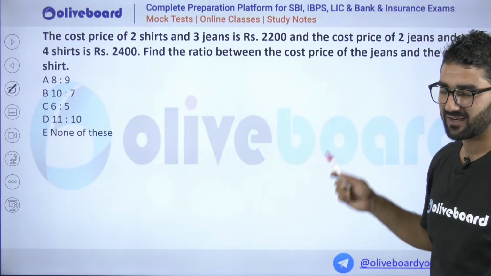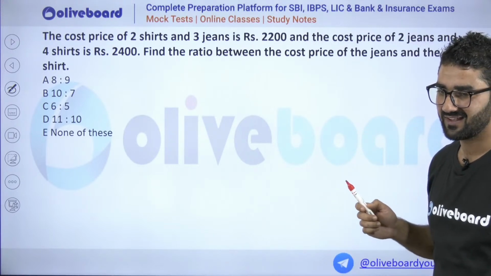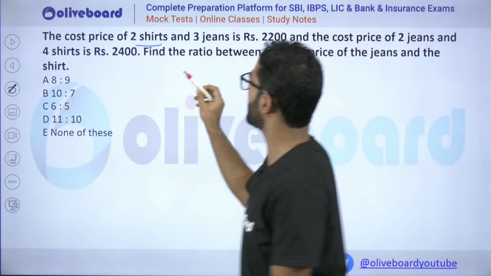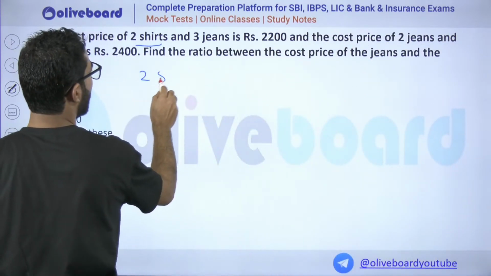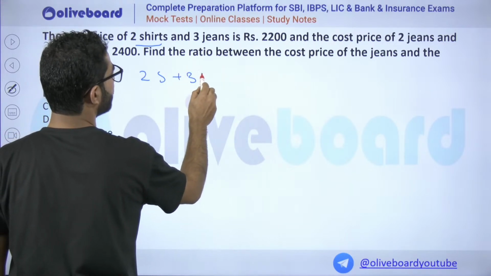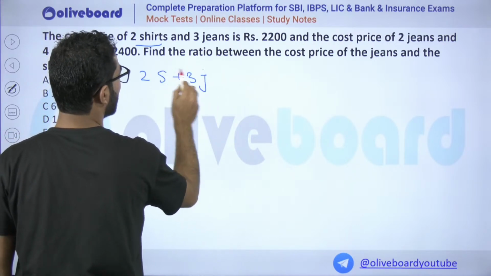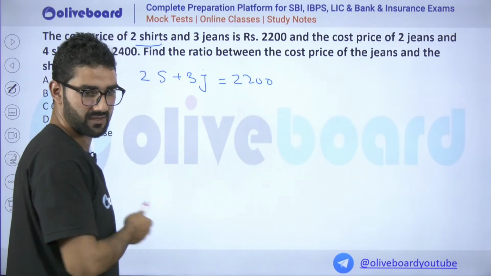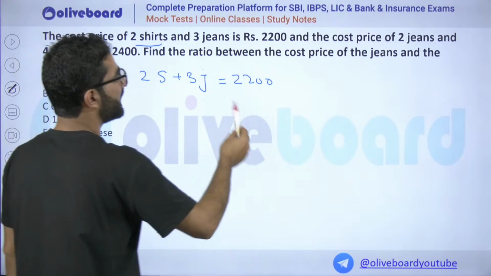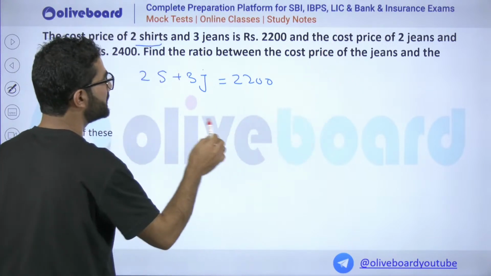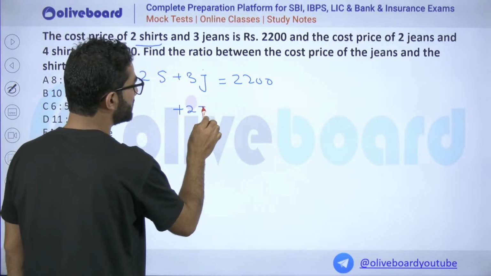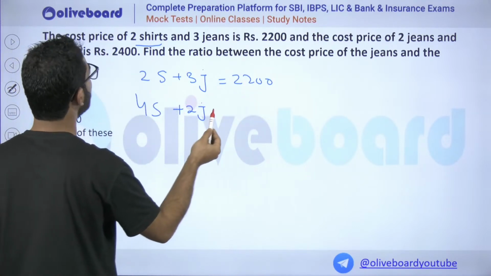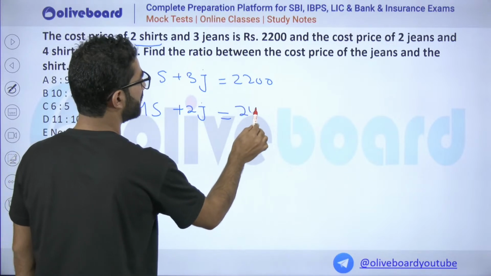Now, read the question very carefully. It is given that the cost price of 2 shirts and 3 jeans, 2S plus 3J, is given as 2200. Where you have made a mistake, just check it, my dear. Now the cost price of 2 jeans and 4 shirts is given as 2400.